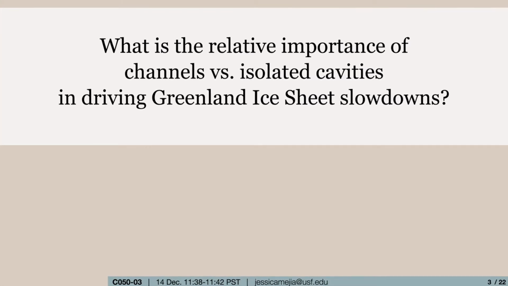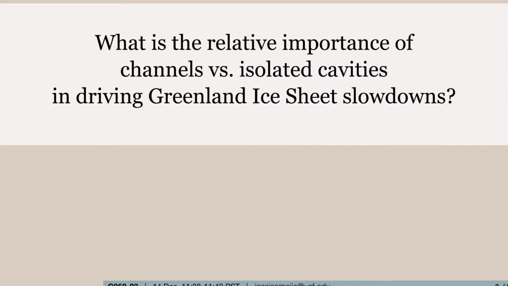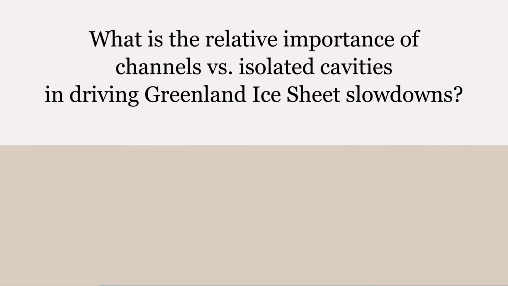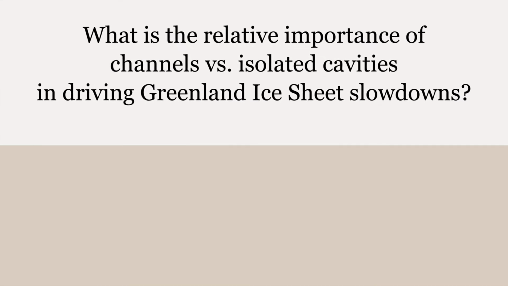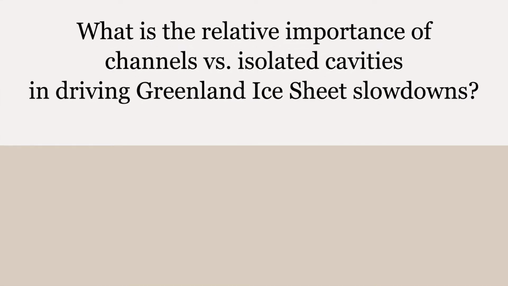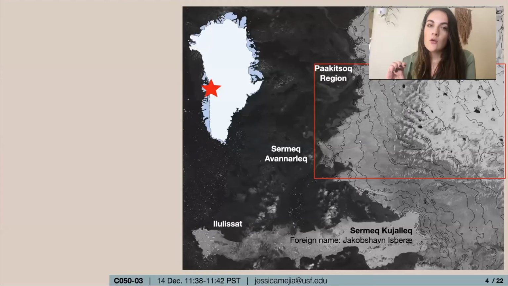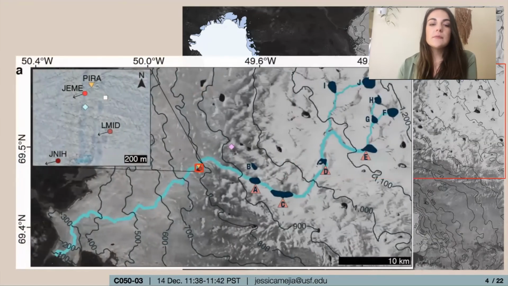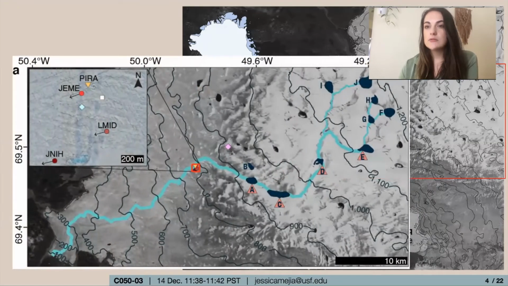Currently, the relative importance of isolated cavities versus channels in driving Greenland ice sheet slowdowns is not yet resolved. In this study, we will address this. We set up a field site in the Pacific region of Western Greenland. We established a camp several kilometers down glacier from multiple supraglacial lakes that are known to drain over previous years.